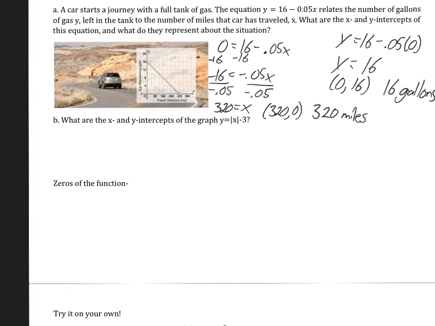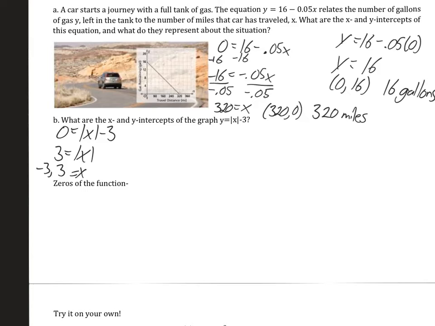Okay, so now what are the x and y intercepts of the graph y equals absolute value of x minus 3? Again, for my x-intercept, 0 equals absolute value of x minus 3. We're going to add 3 to both sides, so we have 3 equals absolute value of x. What does absolute value do? It tells you that it's either the positive or the negative, and it'll always give you a positive answer. So x equals negative 3 and positive 3. So x has 2 answers.